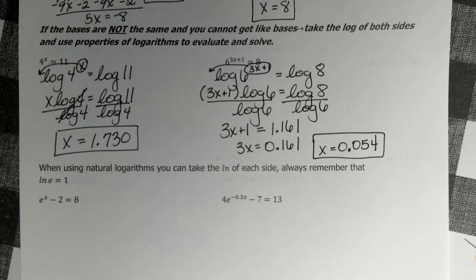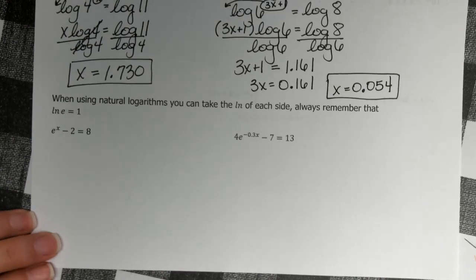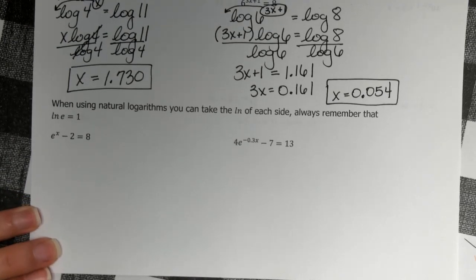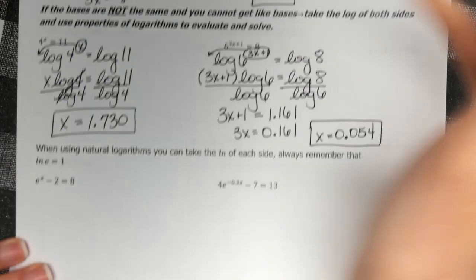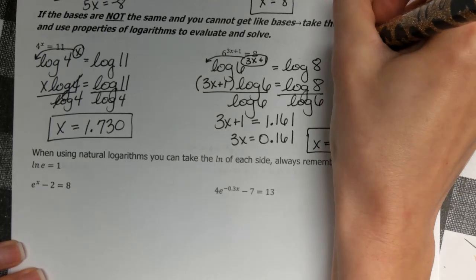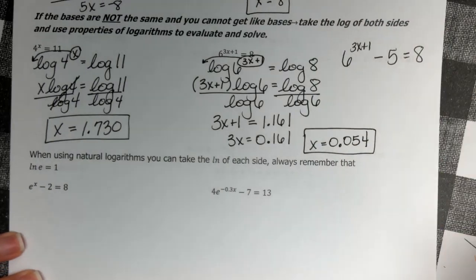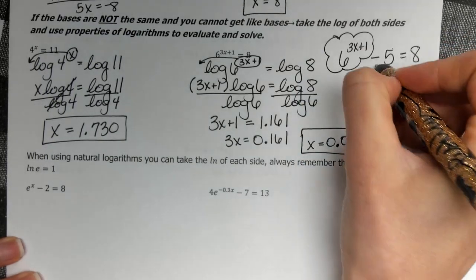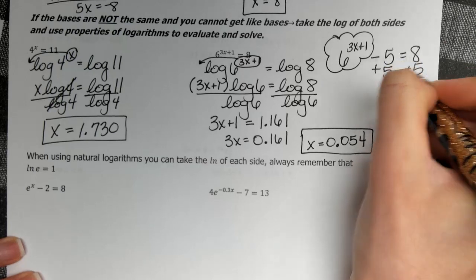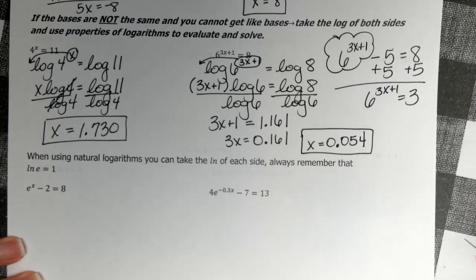Good with that? Okay. All right. If instead of a number as my base, I have e as my base... What were you talking about earlier that had something added to it? Like if I had 6, 3x plus 1 minus 5 equals 8. If I had that, I would want this by itself. So I would add my 5 to get this, and then I could take a log of both sides.